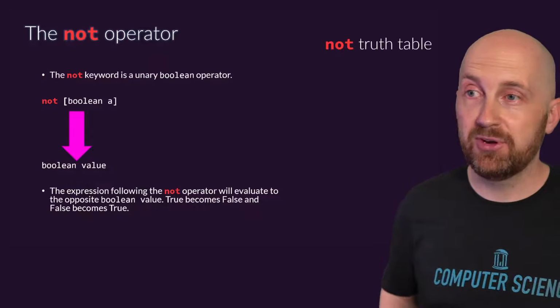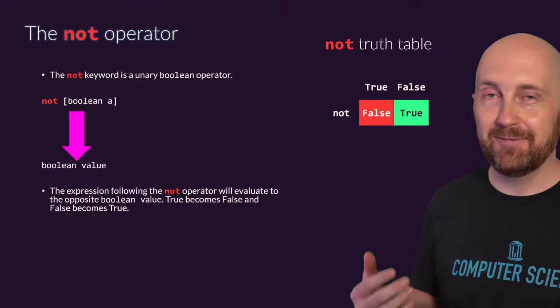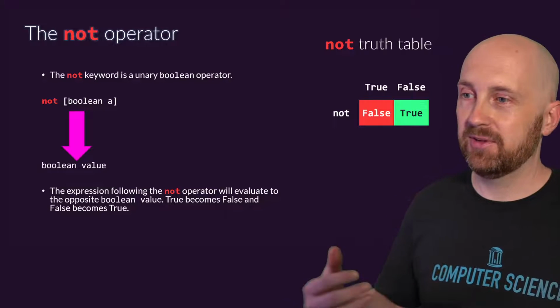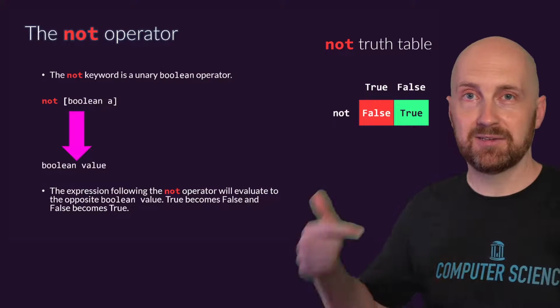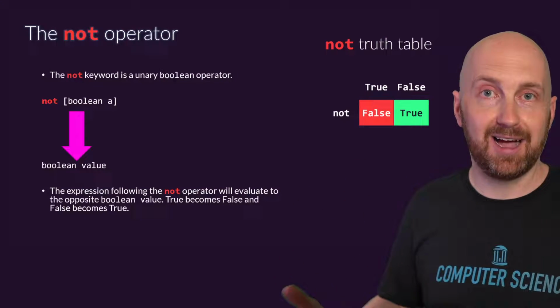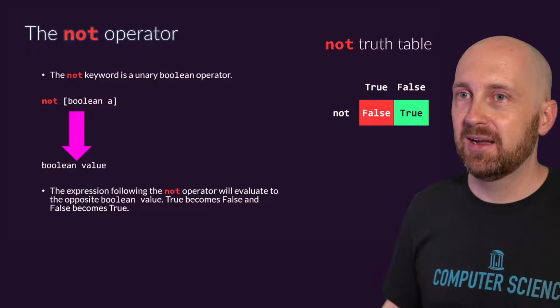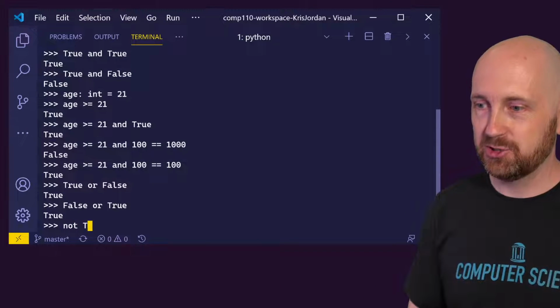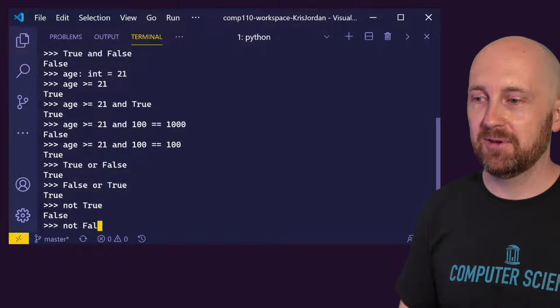Lastly, not is a pretty straightforward operator. It flips the truthiness of some Boolean. So if you say not some Boolean expression, you're going to get back the opposite of what it should have been, right? And so not true is false and not false is true.